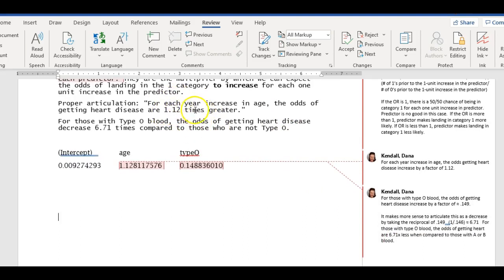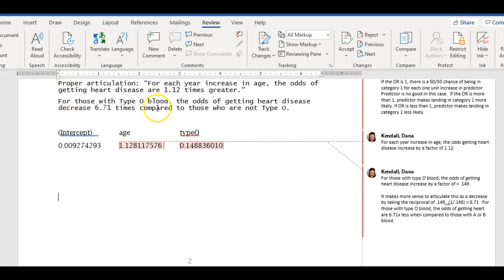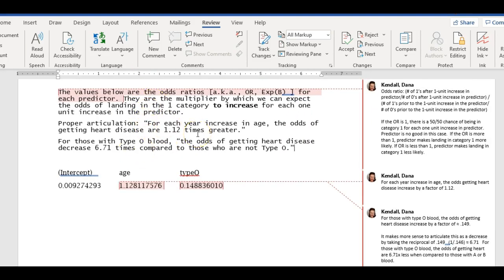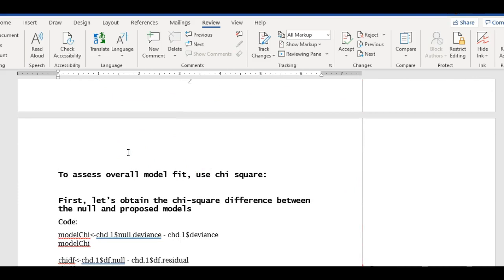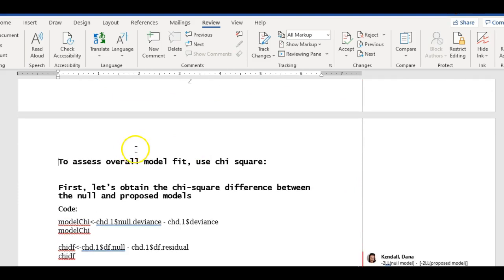So this is the way we'd articulate things. I'm just going to put quotes here. This is just an example of how you can say what the OR is doing, or what the predictor is doing. All right, let's move on to assessing overall model fit. So we want to know if the overall model fit is better for the proposed model than it is for the null. And that's not really a high bar to clear, quite honestly.